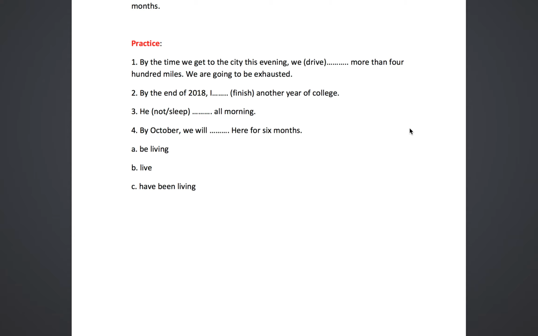The fourth one, which is the multiple choice: by October we will have been living here for 6 months. You cannot say we will live or we will be living, because if you choose these two, it indicates that you are not 100% sure. You also have the time expressions here, which are by October and for 6 months. So the best choice is have been living.